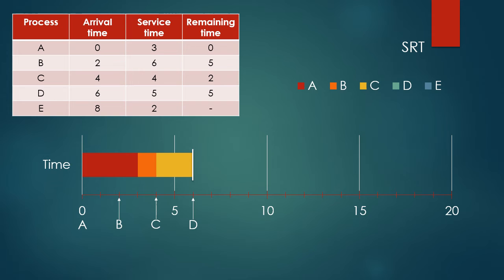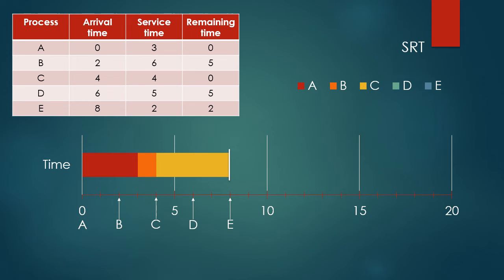C ran for 2 seconds. Then D arrived in the system at 6. At this point in time, the remaining time for B is 5. For C, it's 2. And for D, it's 5. Since C had the lowest remaining time, the dispatcher resumed it. C ran for 2 more seconds and completed.